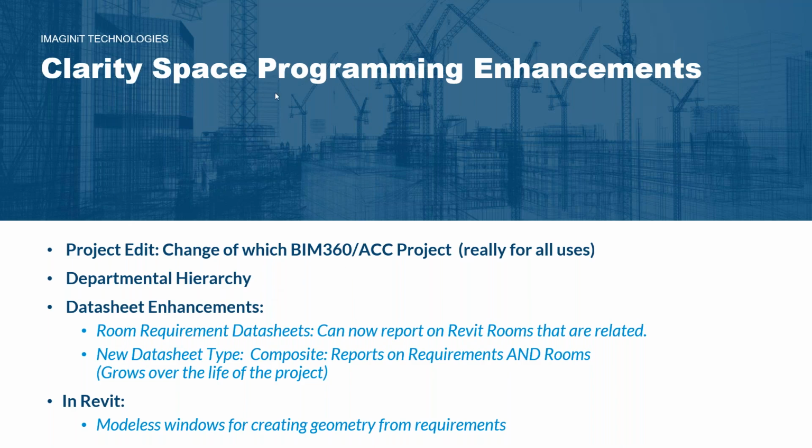So what have we done around the space programming side of things? One thing that's actually for all users, but was specifically driven by the space programming users, is the ability to easily change where a Clarity project points. If you've got a Clarity project that points to a BIM 360 or ACC project and then suddenly you want to point it to something else, that wasn't really easily possible before, but now it is. It's just something you can do in the edit project page.